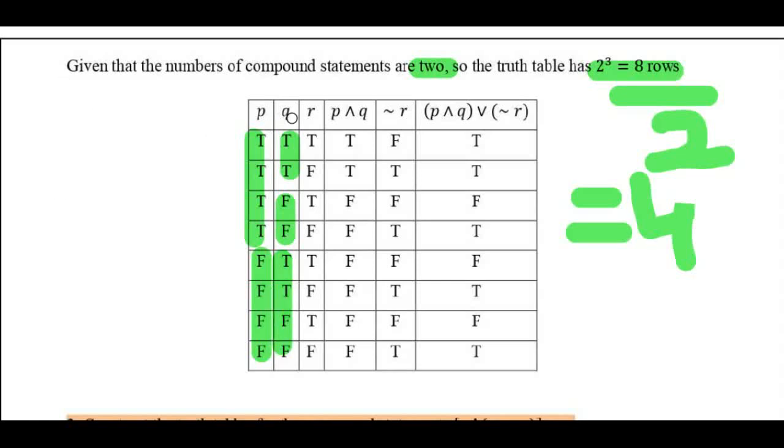Again, for the R statement, we have the answer 2, right? So again divided by 2, you get the answer 1. So you can write true, false like that.